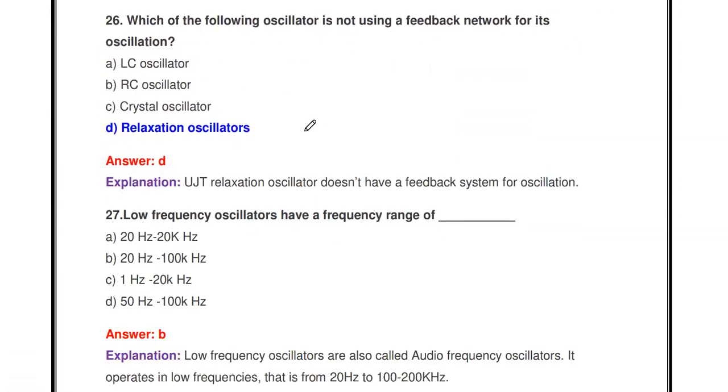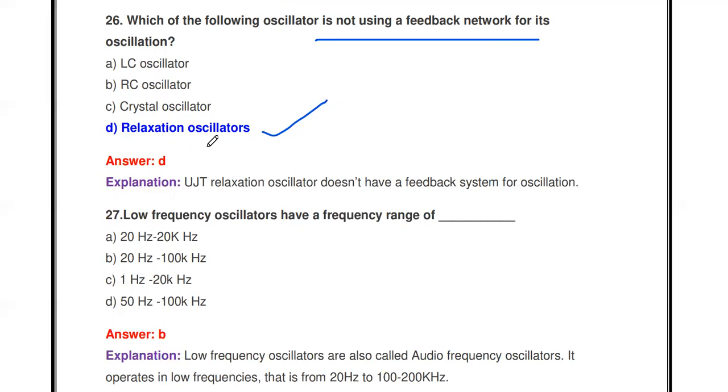Then the next one, which of the following oscillators is not using a feedback network for its oscillation? Usually an oscillator means an amplifier with some positive feedback and a feedback network. So in LC oscillator we are using a feedback network. In RC we are using a feedback network. In crystal we are using a feedback network. So the oscillator in which we are not at all using a feedback network is the relaxation oscillator.